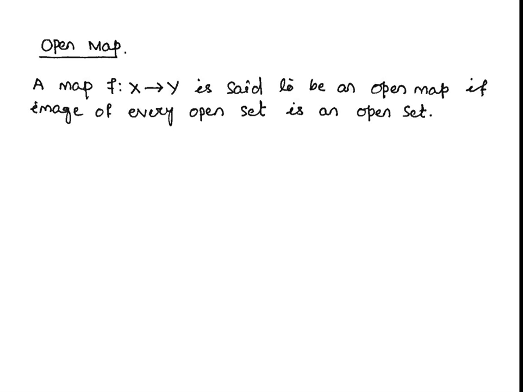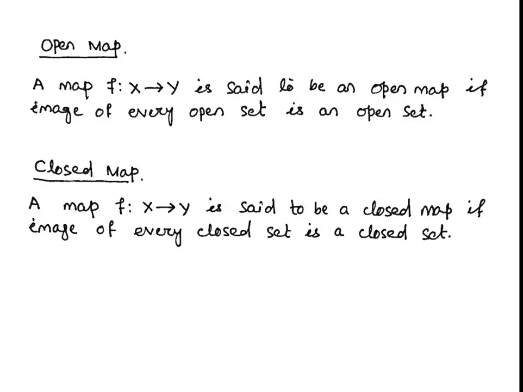Now let us define one more mapping, that is open map. A map F from X to Y is said to be an open map if image of every open set is an open set. Similarly, a mapping F from X to Y is said to be a closed map if image of every closed set is a closed set. That means if we take any closed set in X, then image of that closed set under this mapping F is closed in Y.